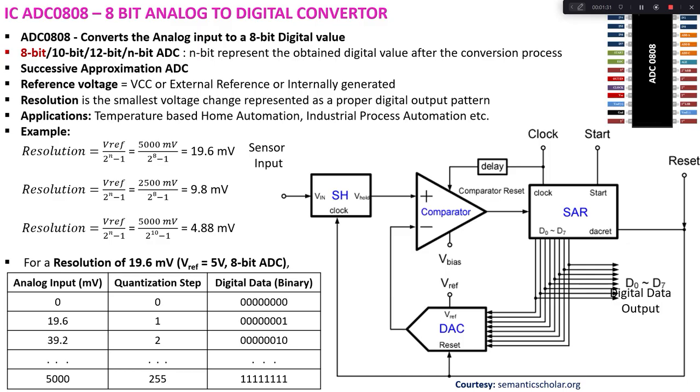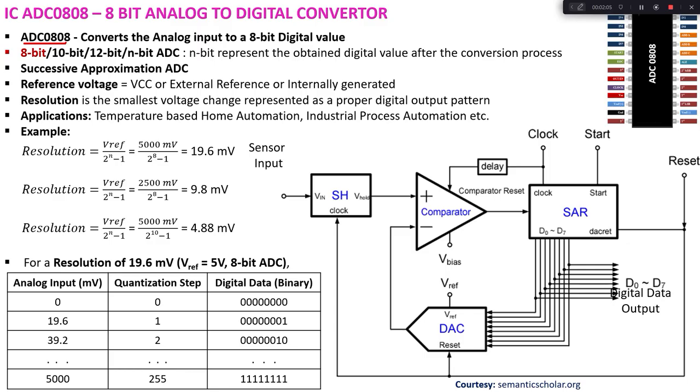A sensor, as I said, converts one form of energy into another form. So this data from a sensor needs to be processed by the controller. In order to process this data, we need an analog to digital converter. An analog to digital converter is needed to convert this analog value into a digital value because our controller is a digital device which can process only digital data.